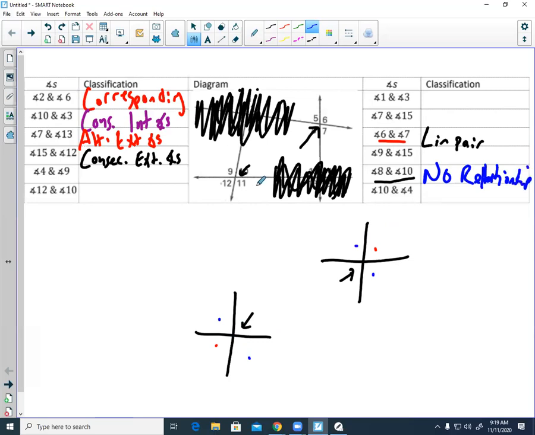So these angles would have no relationship. Notice how they're not even on the same lines with each other. If they're not even on the same lines with each other, that means they can't have a relationship because they aren't even touching. They aren't even in the same spot. There's nothing about them that's the same.